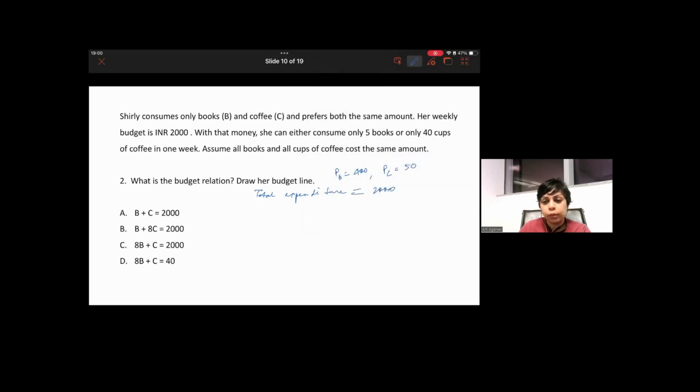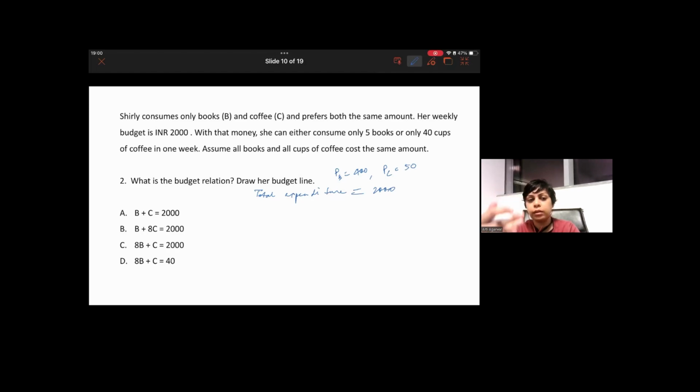So what is the total expenditure? The amount she spends on books plus the amount she spends on coffee, right? That is simple enough. That's because in this world, in Shirley's world, we are considering only two goods. We're considering only books and coffee. We're not considering anything else. And this may seem like an unrealistic scenario, but it is not. Why?